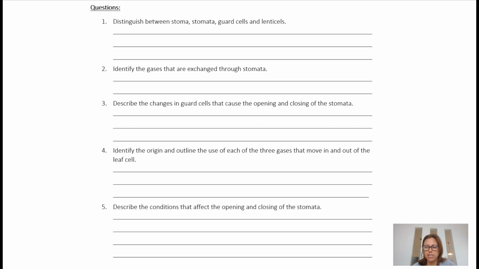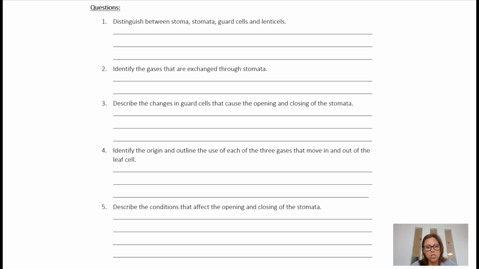Then we have our lenticels. They are the pores in the woody tissue of the plant, again allowing that exchange to occur. So what gases are exchanged through the stomata? The gases that are exchanged through the stomata are our carbon dioxide and our oxygen, but also water vapor.